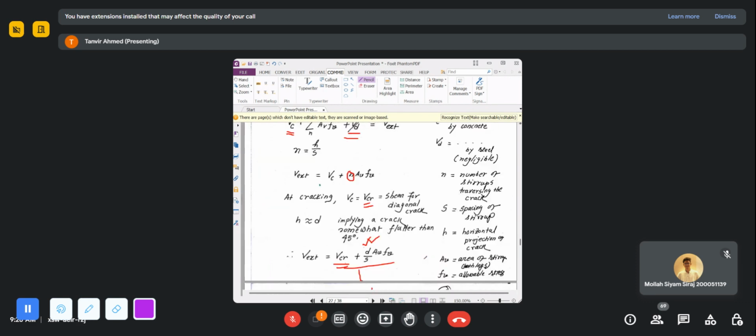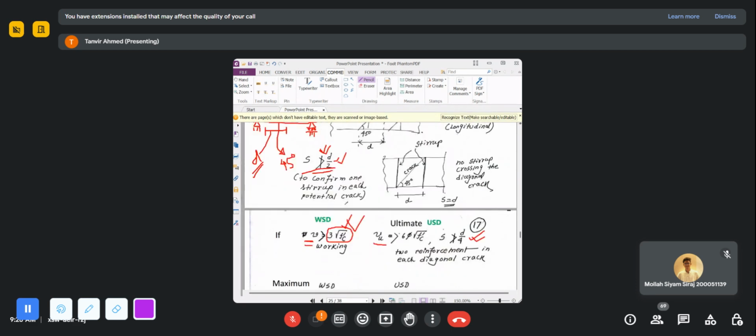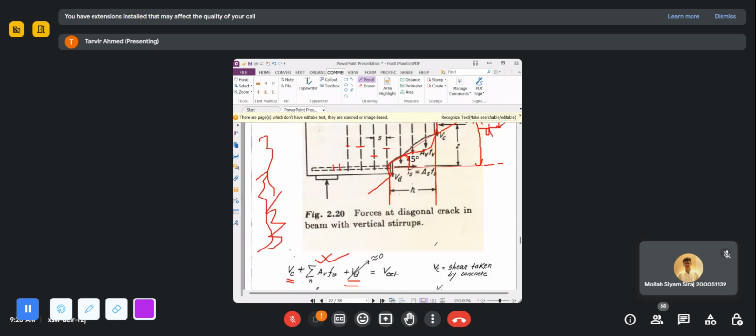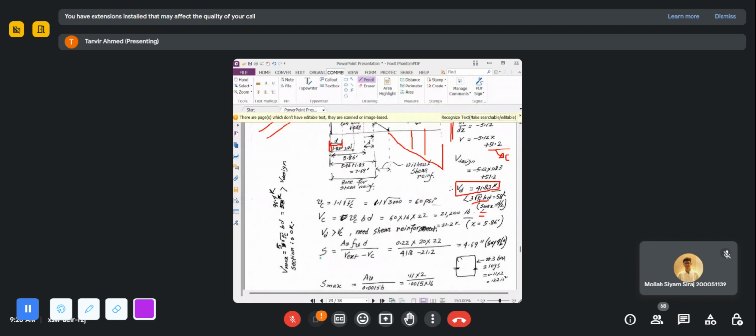কিছুক্ষণ আগে আমরা ডিসকাস করলাম যে যদি the value of v is less than 3 square root of fc prime, then the maximum spacing will be d by 2. If it is more, then the maximum spacing will be d by 4. Okay, then so this we can, because this is less than 3 square root of fc prime, আচ্ছা এখানে bd দিয়ে মাল্টিপ্লাই করা হয়েছে কারণ আমরা শেয়ার ফোর্সের এগেইনস্টে চেক করতেছি.